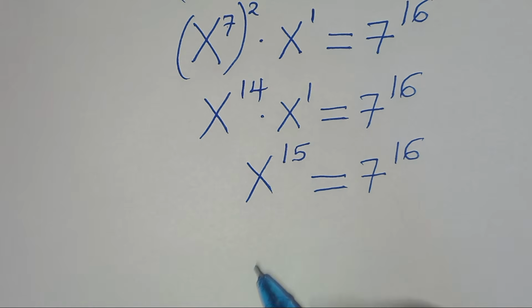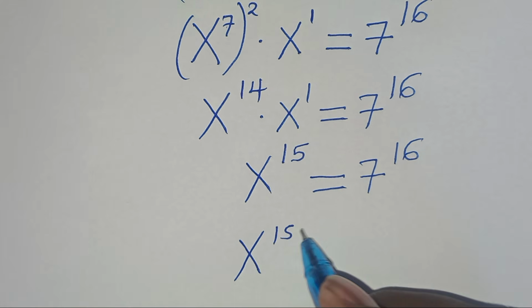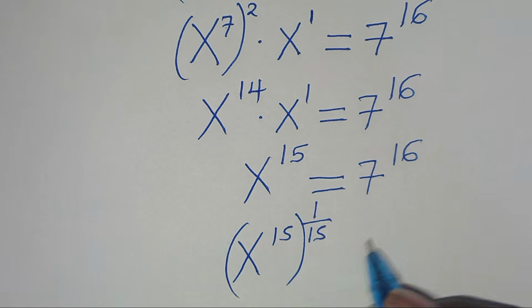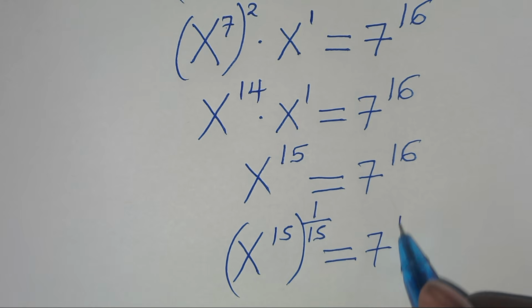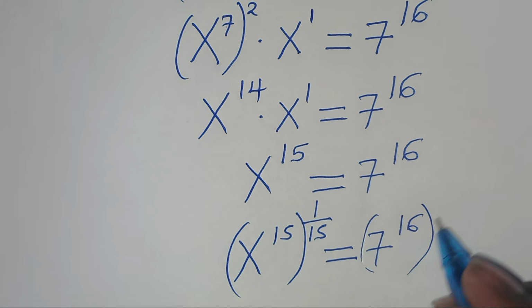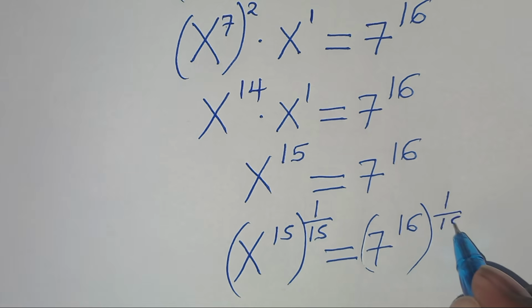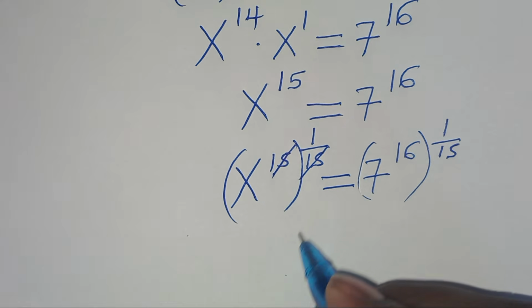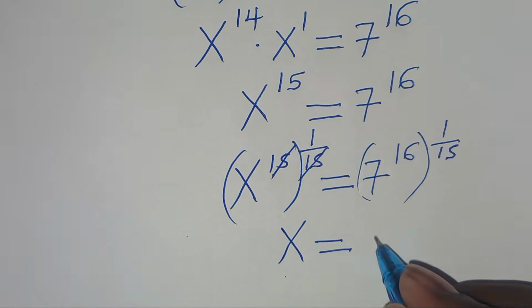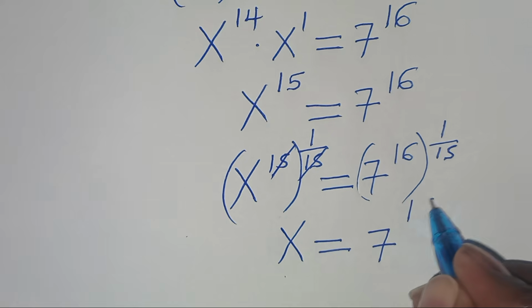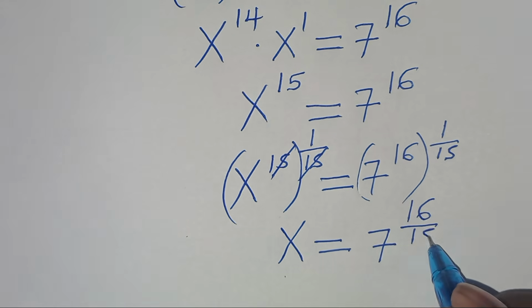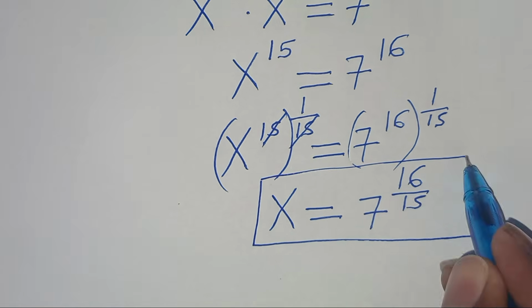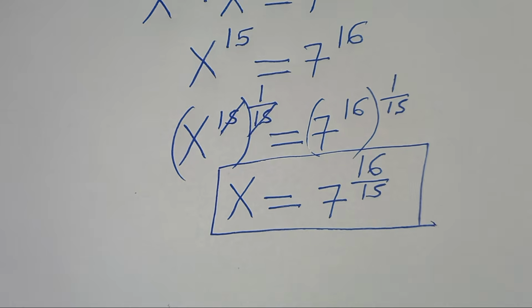Now to solve for the value of x, let's multiply on both sides by 1 over 15. So this is equal to 7 raised to the power of 16 raised to the power of 1 over 15. So if you simplify 15 and 15 here, this means that x is equal to 7 raised to the power of 16 over 15. This is the value of x by applying method 1. So let's proceed to method 2.